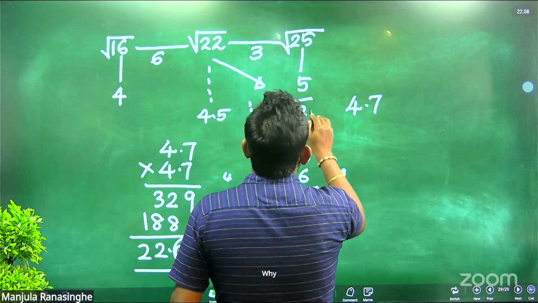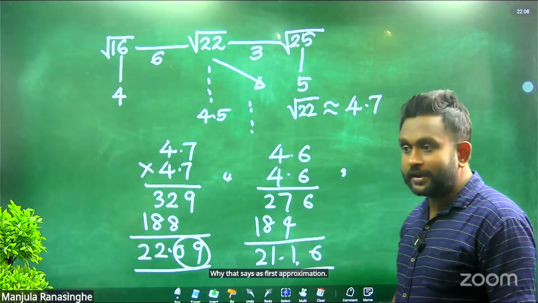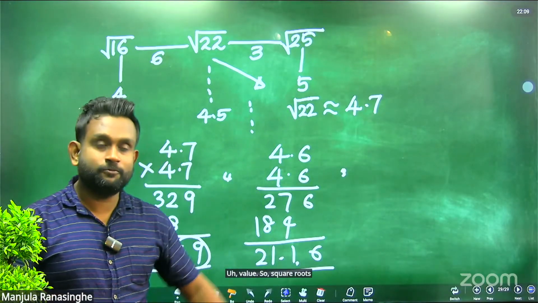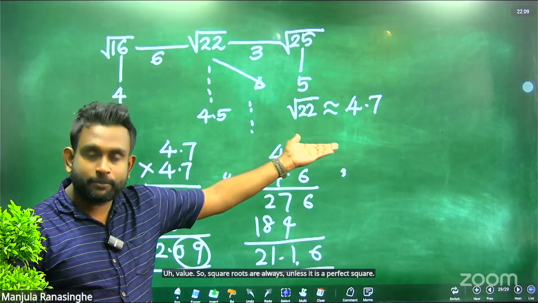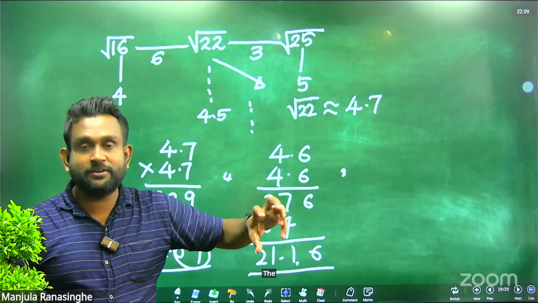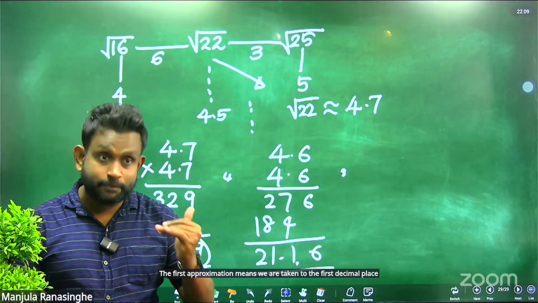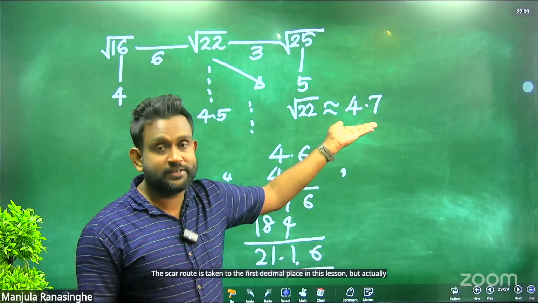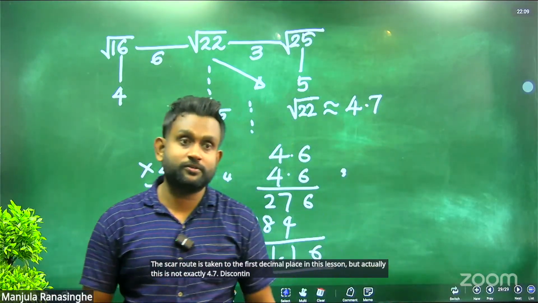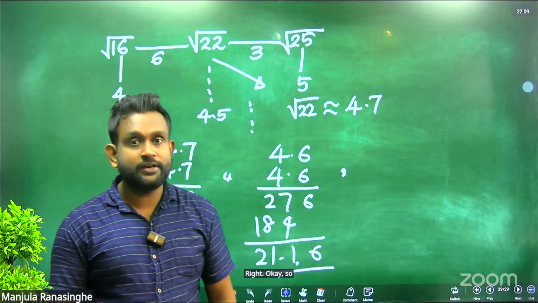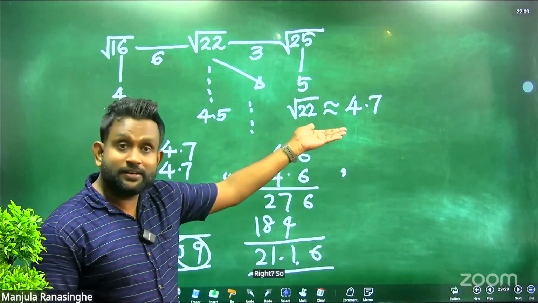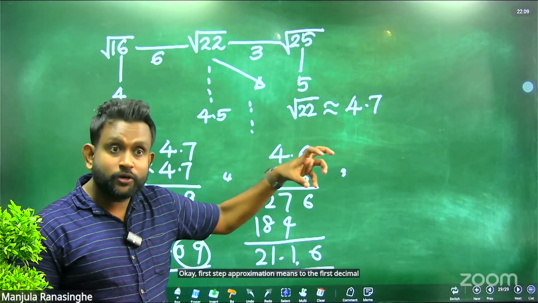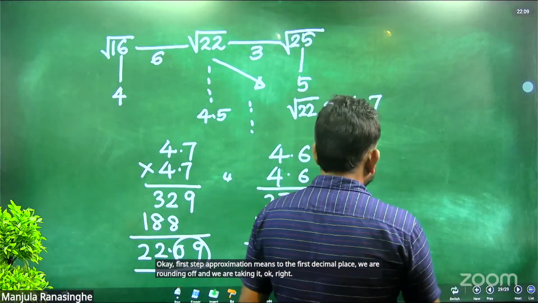Why does it say first approximation? This is an approximate value, not the exact square root value. Unless it is a perfect square, square roots give approximate values. The first approximation means we take the value to the first decimal place. But actually this is not exactly 4.7, it continues with unlimited decimals. These are irrational numbers, so they do not have exact values. First approximation means we round off to the first decimal place. So 4.7, fine.